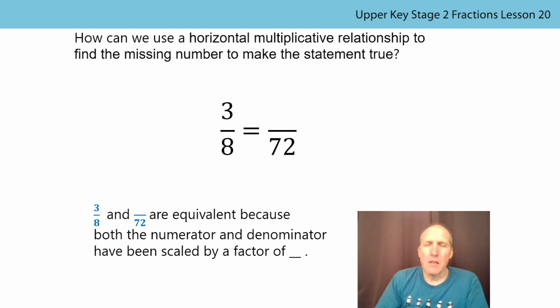What did you find? Did you find that the denominator has been scaled by a factor of 9? So the numerator also needs to be scaled by a factor of 9. Multiplying the numerators, 3 multiplied by 9 is 27. Let's say the statement together. 3/8 and 27 over 72 are equivalent because both the numerator and denominator have been scaled by a factor of 9.